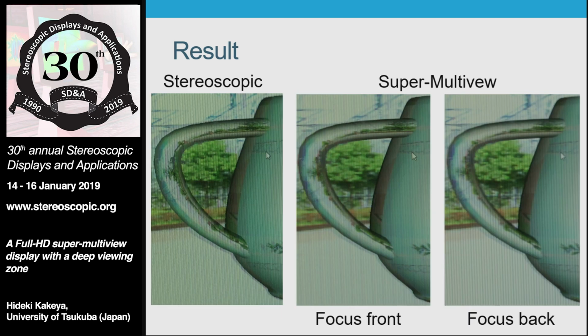And this is a natural image. This is the standard stereoscopic image, where both the front part and the back scenery are in focus. With the super-multiview display, when the focus of the camera is in front, it's clear and the scene is blurred, while when we focus on the back part, the front part is blurred. In this way, natural focal effect is reproduced in this system.